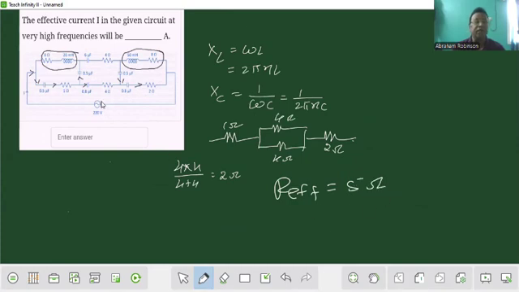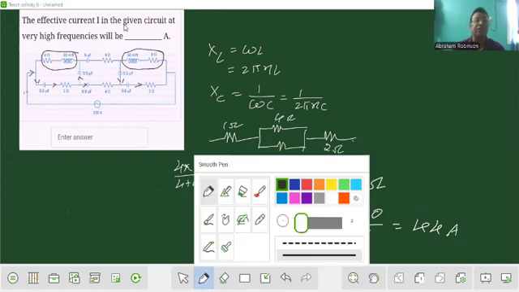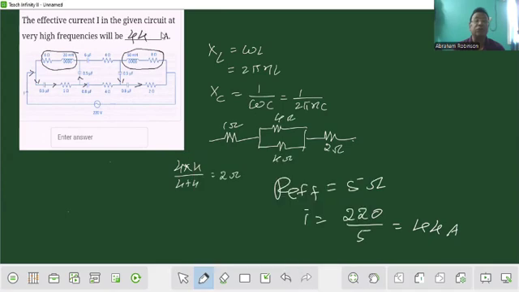And the voltage that is applied here is 220 volts. So the current in the circuit is V by R, and R is 5 ohms. So that works out to be 44 amperes. So the answer that we are expected to get here is 44 amperes.